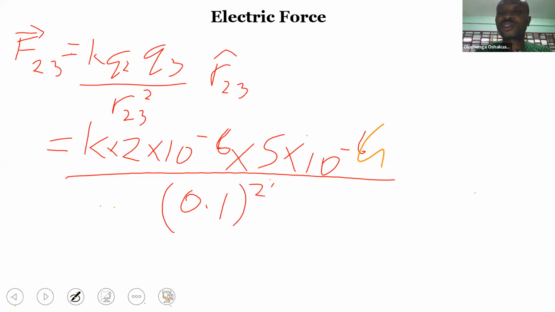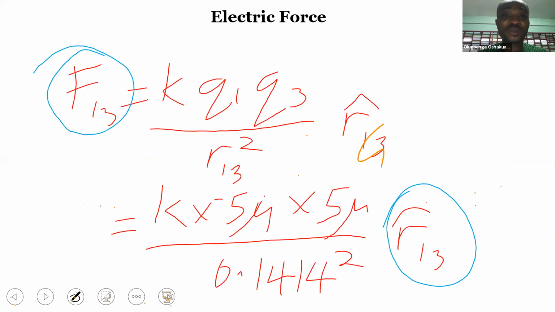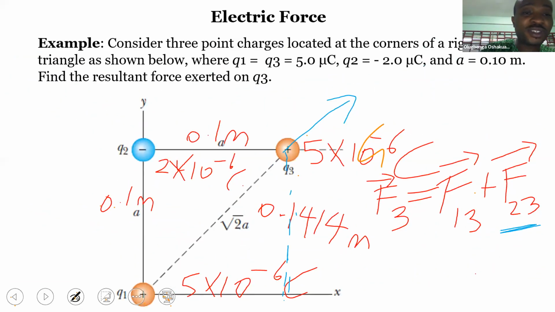Then in what direction? This is very straightforward. We should have even started with this. This is Q2, which is acting on Q3. So Q2 here is the landlord. It's attracting Q3 towards it. Then the force acting on Q3 will be acting in the negative X direction.